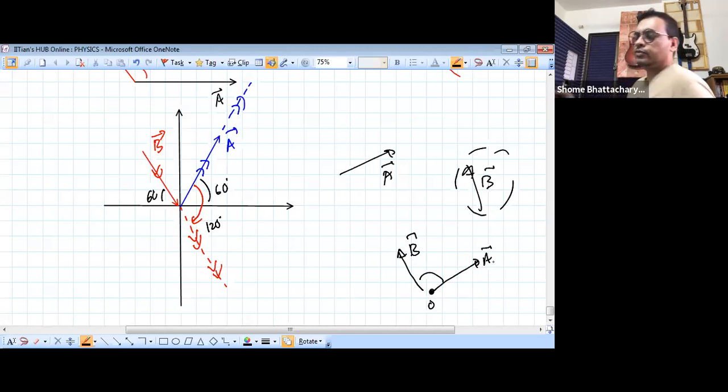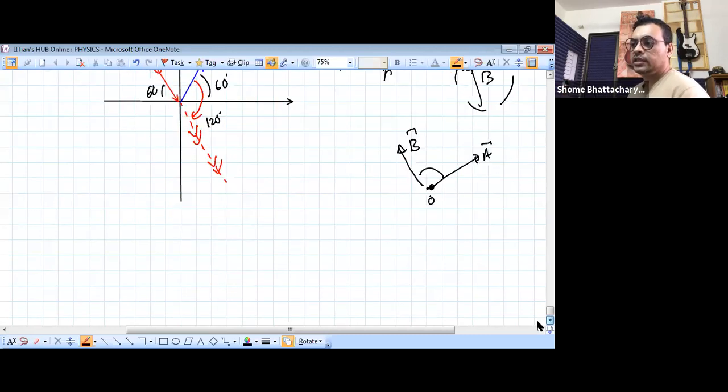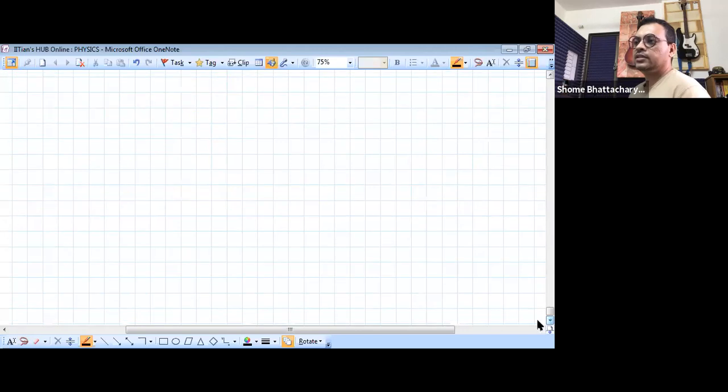Yes, so that becomes a sort of go-to method you can use. You redraw both the vectors from a common origin point, or join their tails. Draw them in such a way that the tails are joined. So that becomes the easy way of calculating the angle.